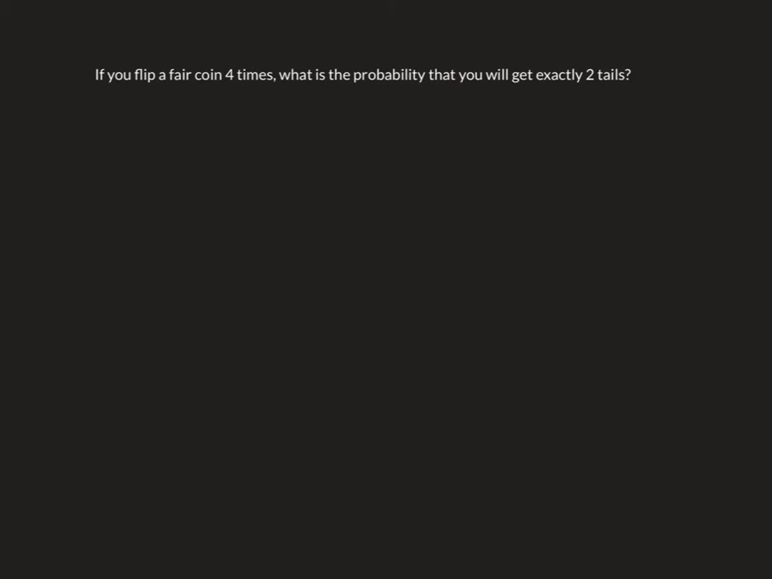Let's come up with a different scenario here and say that we're flipping a fair coin and we do it 4 times. What's the probability that you will get exactly 2 tails out of this? So again, we want to think about our basic probability formula. The probability of any event happening is the number of desired outcomes divided by the number of possible outcomes.